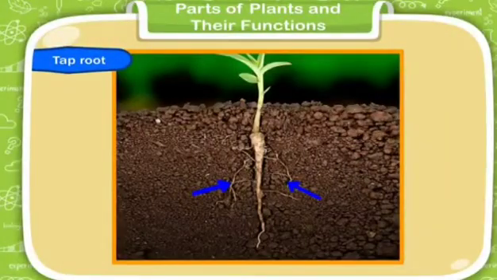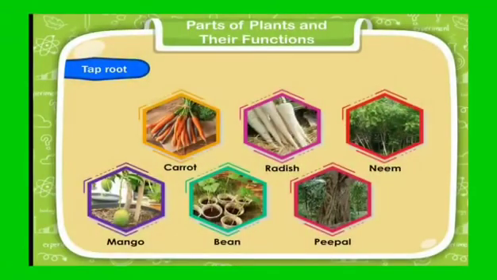All plants do not have the same kind of roots. Some have a main root, which has branches growing from it. The main root is called the taproot. Sunflower, dahlia, tomato, spinach, and chili are some plants that have taproot. Most trees and shrubs have a taproot.